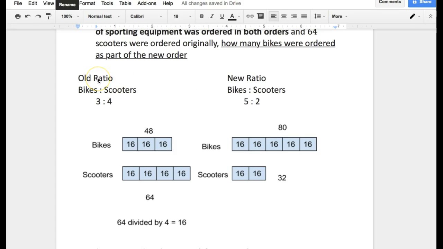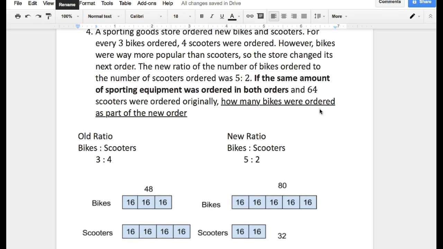So my old ratio would be the old order, my new ratio would be the new order. Then I just took the information out. Bikes to scooters was 3:4 in the old ratio, or the old order. And bikes to scooters in the new ratio, or the new order, was changed to 5:2 because, I don't know why, they were more popular.